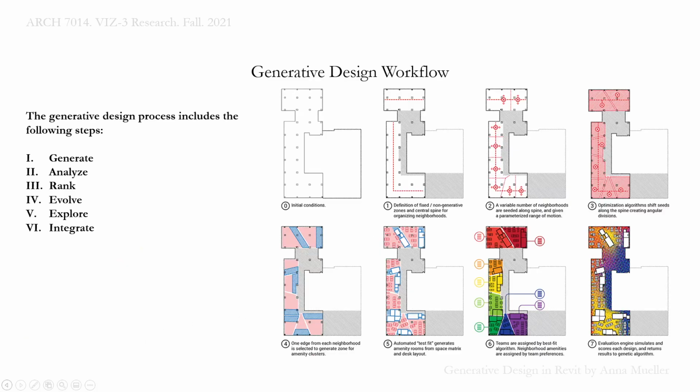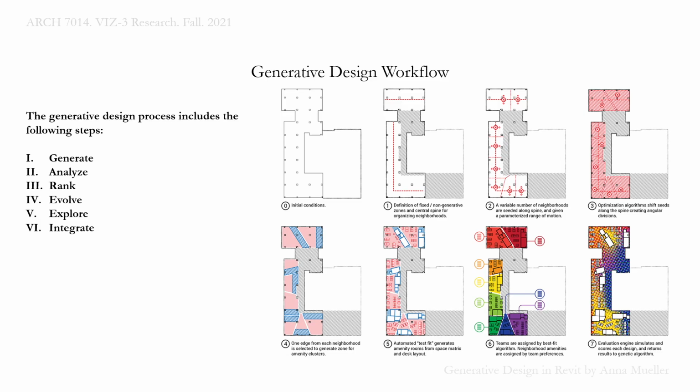So the generative design workflow, essentially, based on what Revit's website talked about, has six steps: generate, analyze, rank, evolve, explore, integrate. From these steps, we can see how the design process is supposed to work, even across other generative design platforms and features other than Revit.